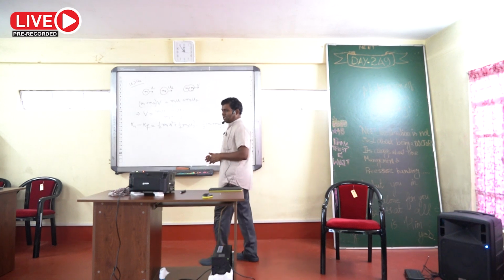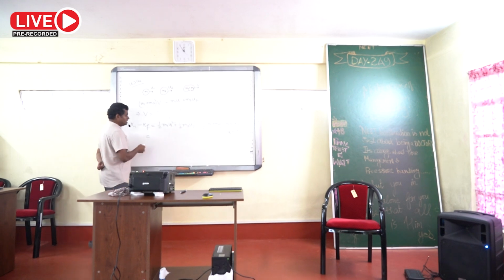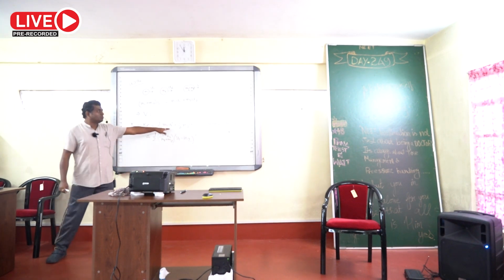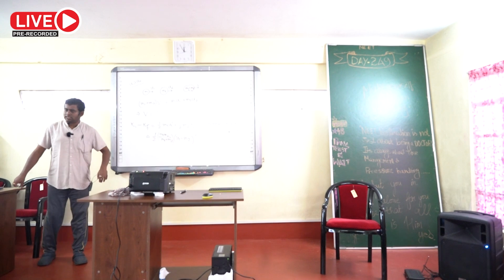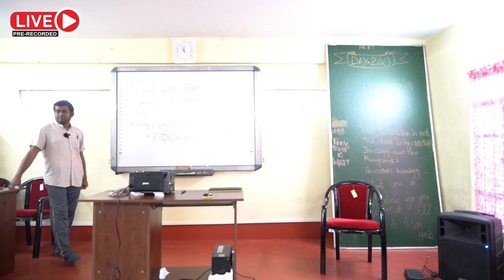Now I write the final answer. When you study, you can solve this one. The final answer will become half m1 m2 by m1 plus m2 into u1 minus u2 whole square. If you simplify this by taking LCM and all these things, you will get this result, half m1 m2 by m1 plus m2 into u1 minus u2 whole square. After simplifying, we will get this result.